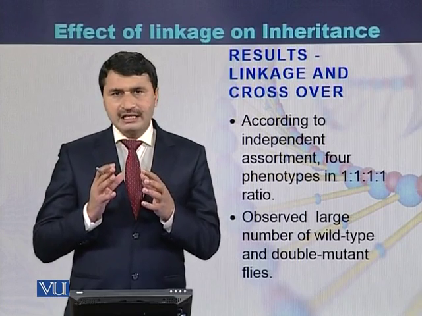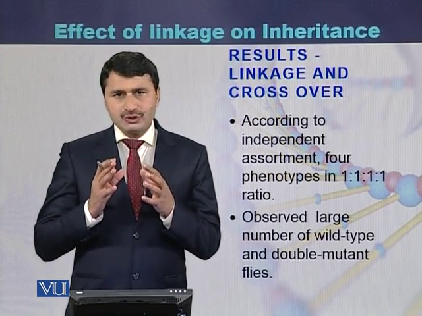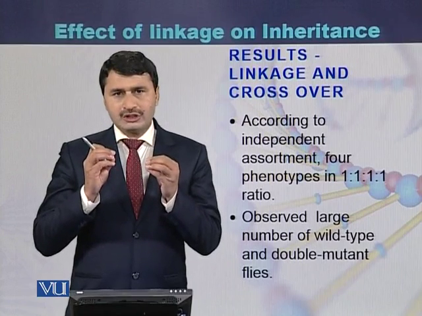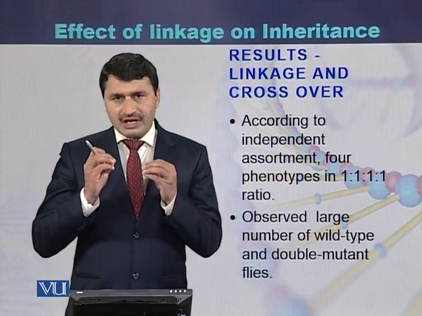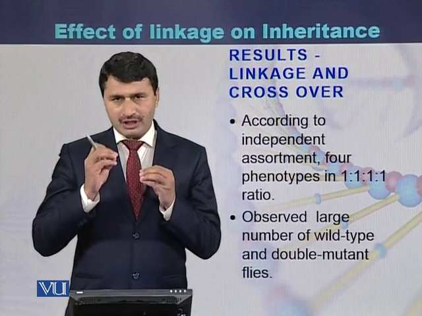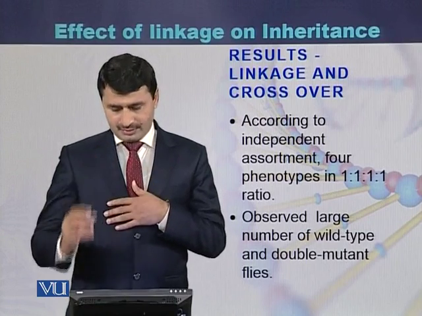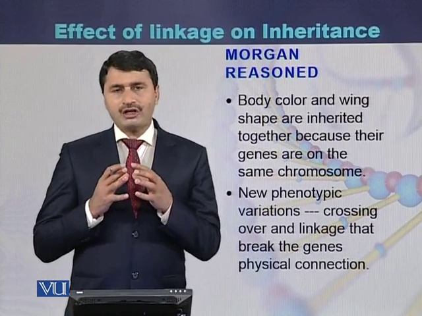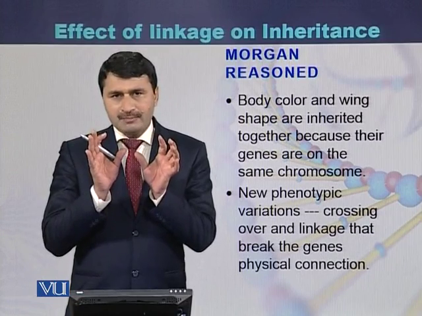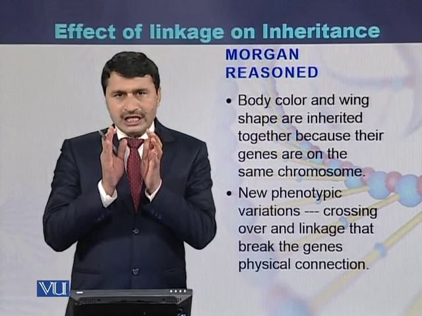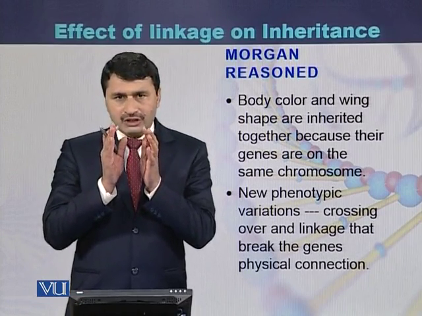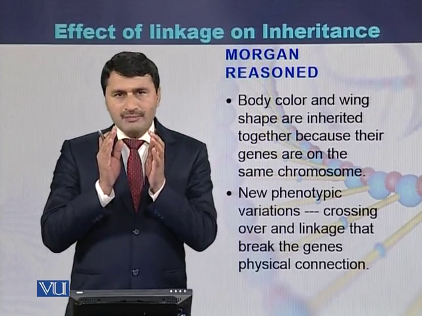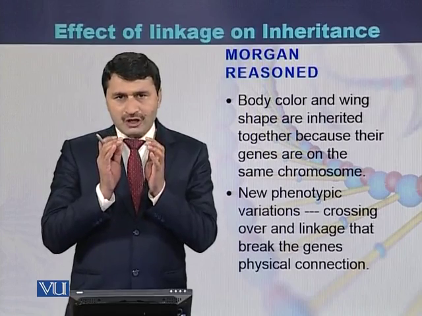He reasoned that this difference is due to crossover and the linkage between the two genes for the different phenotypes, the gray body color and the wings. Morgan reasoned that the genes are closely located on the same chromosome, not far from each other, and due to the crossover between the genes, he observed this ratio.